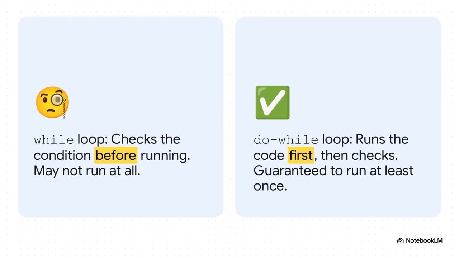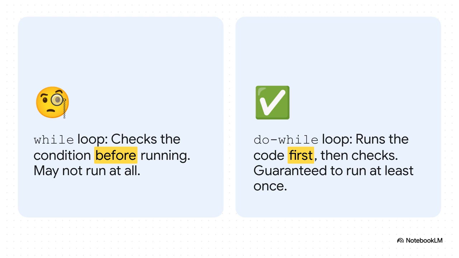Now, the difference between a while and a do-while loop, it's all about timing. A while loop is cautious. It checks the condition before it does anything. So if the condition is false right from the start, the code inside never ever runs.